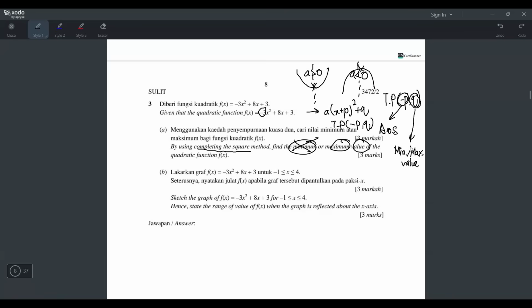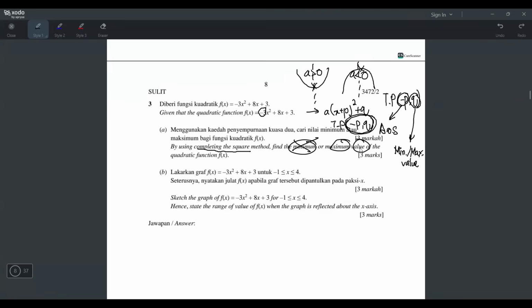Okay, so I repeat one more time. Maximum minimum point and maximum minimum value is not the same thing. If I say maximum minimum point, this is what I mean by that: the x coordinate and y coordinate. If I ask you to write the minimum point or the maximum point, means the turning point lah. But if I only ask for the minimum value or the maximum value, I am only referring to the y coordinate. A lot of students don't know this.